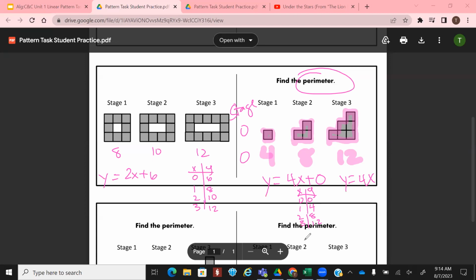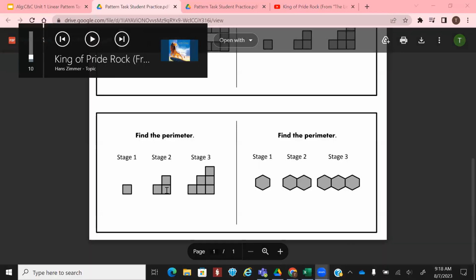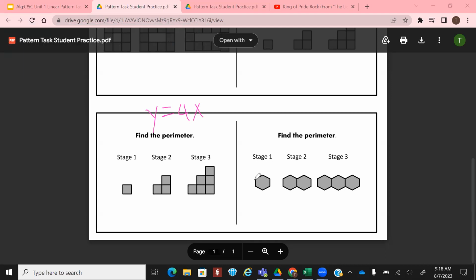Can you try the next two? Once you finish them, check them with your partner. Okay, remember we're doing perimeter on these two. So this one, what was your equation on this guy? Y equals 4x. It was the same thing as the last one, right? Okay, so on this next one, when y'all are counting these, you got to be real careful. I like to draw my pencil on the paper, okay? I'm a visual person. So we got 1, 2, 3, 4, 5, 6. So we got six sides on this one.